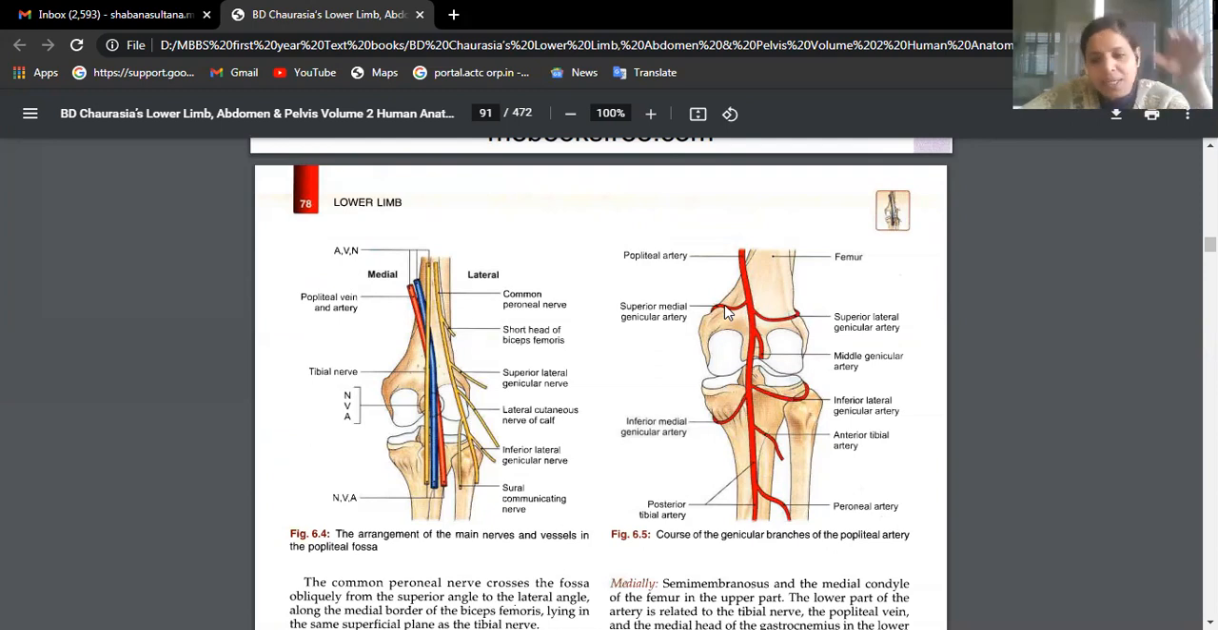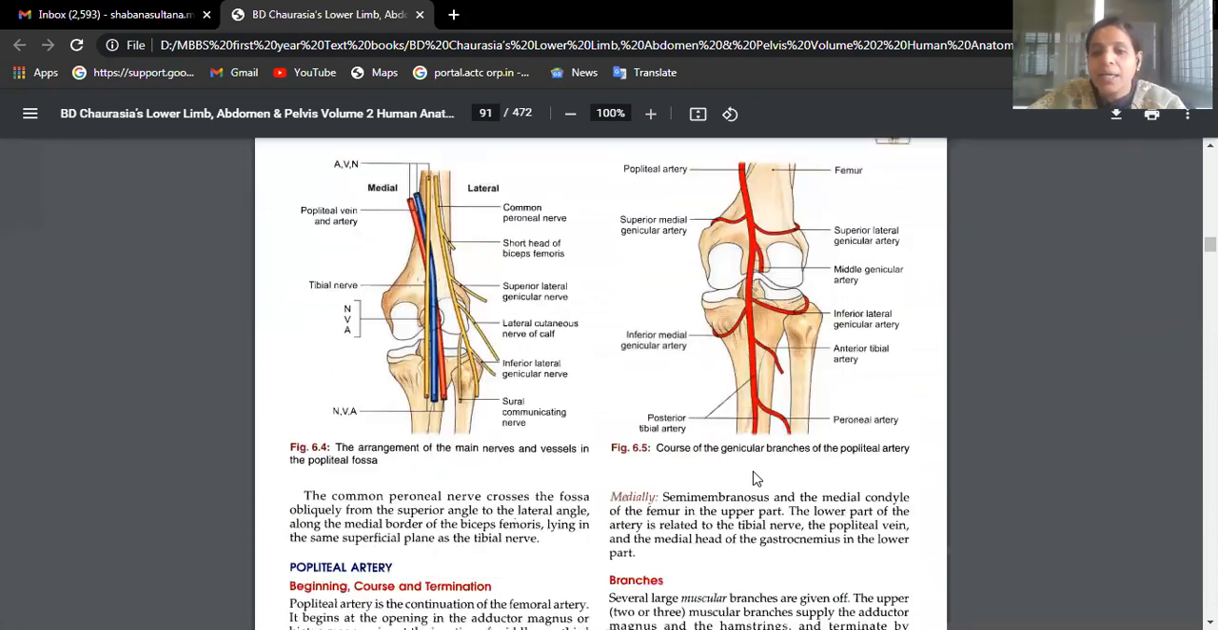See, because it is now going and supplying the knee joint, you call these branches as genicular arteries. Genicular. Okay. So superior medial genicular, superior lateral genicular. Inferior medial genicular, inferior lateral genicular. Towards fibula is lateral. Towards tibia is medial. You remember that, it becomes easy. In the middle, you have middle genicular artery. Okay, beta?